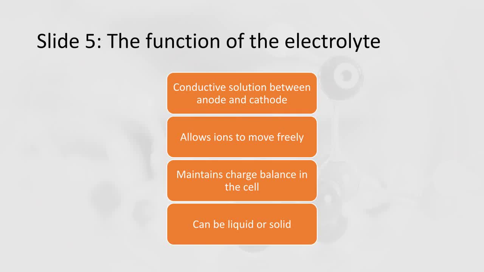The electrolyte can be in liquid or solid form depending on the type of battery. The electrolyte's role is to facilitate the chemical reaction between the anode and cathode by providing a medium for the ions to move through. It is essential in maintaining the performance and longevity of the battery. Understanding the function of the electrolyte is crucial in understanding how batteries work. In the next slide, we will discuss the importance of the separator in a battery.